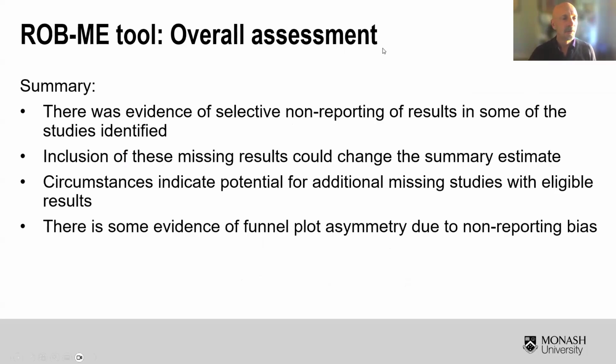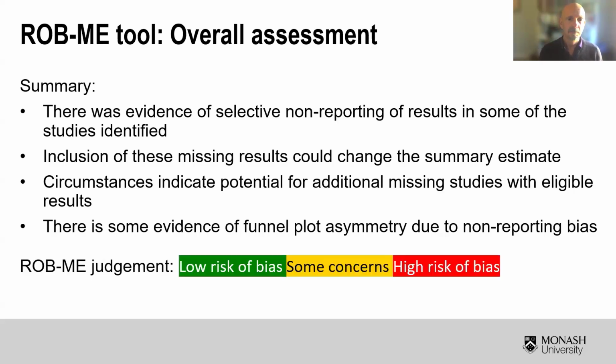So we might try and reach an overall risk of bias judgment. To summarize what we found, there was evidence of likely or at least very highly potential non-reporting of results within studies, selective non-reporting. And those studies we thought could change the summary estimate. The circumstances we thought did indicate potential for whole studies we don't know about with eligible results. And on top of that, there is some evidence of funnel plot asymmetry.